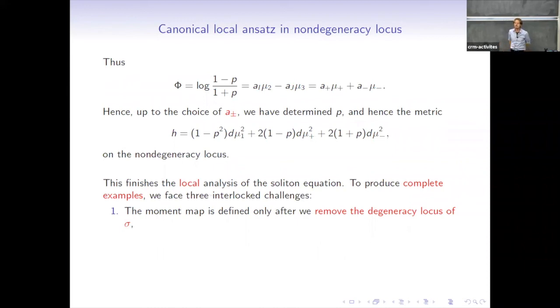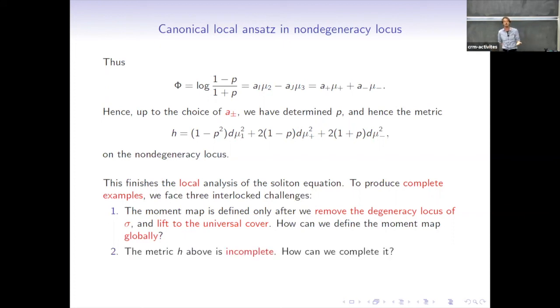But in general, sigma will have a degeneracy locus. Already in the case of Hopf surfaces, it's like this standard Poisson tensor, C1 C2 delta Z1 delta Z2, which has degeneracy loci on the two standard complex planes. So it will degenerate, and we have to remove that locus, and we have to lift to the universal cover to make sure that the action is Hamiltonian. So how can we extend this moment map globally over the degeneracy locus?